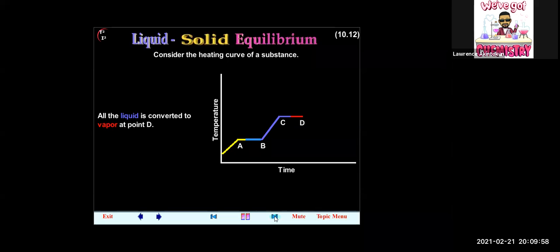All the liquid is converted to vapor at point D. After point D, the absorption of heat simply increases the temperature of the vapor.